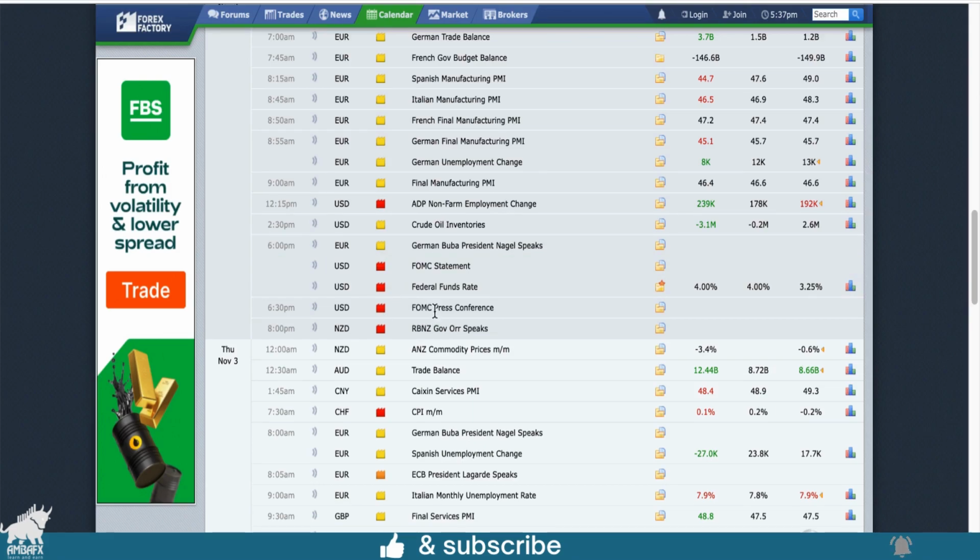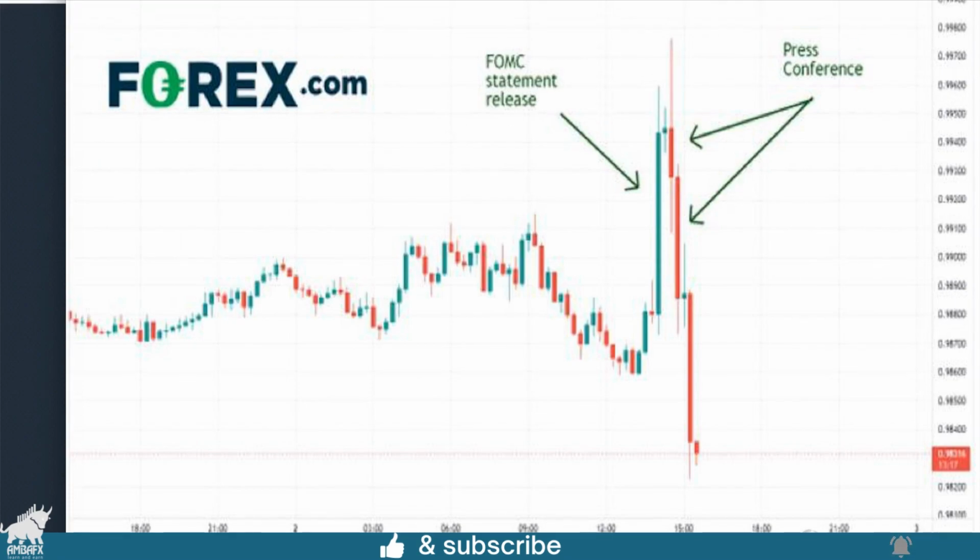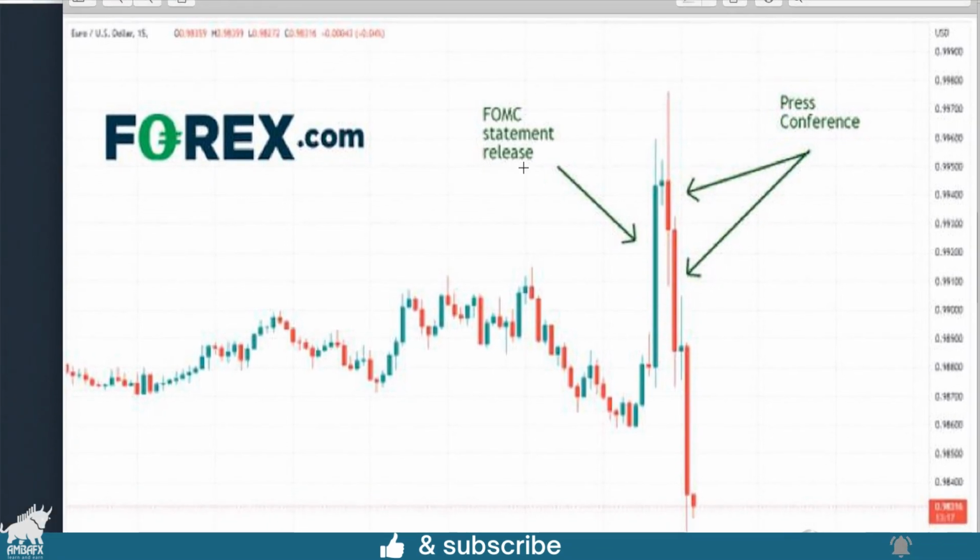But another thing happened at the FOMC press conference, and then we saw a dollar rally. That's when we had the EURUSD bouncing back from the top. This is how it happened. You see this diagram right there. This is the FOMC statement, and this is the EURUSD. At the FOMC statement release, we saw a move to the upside in EURUSD. Then at the press conference, we saw a dollar rally, and then we saw EURUSD going to the downside.